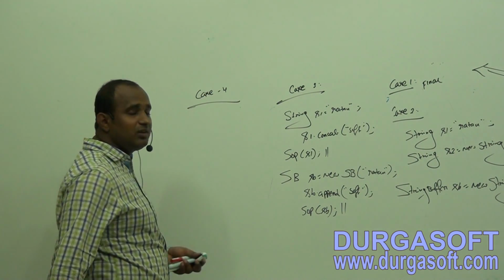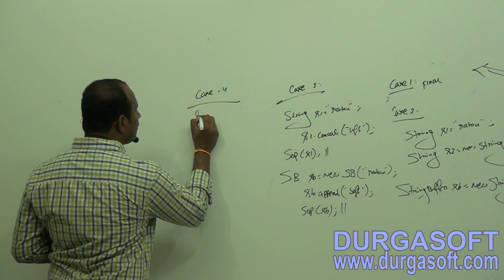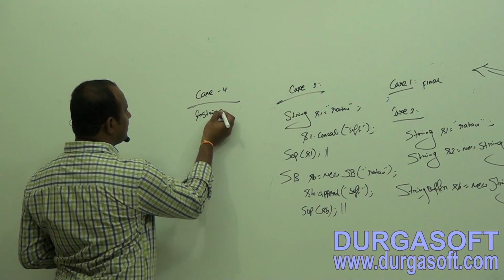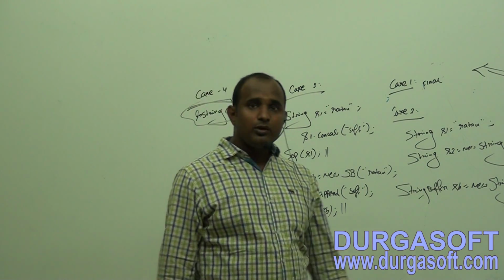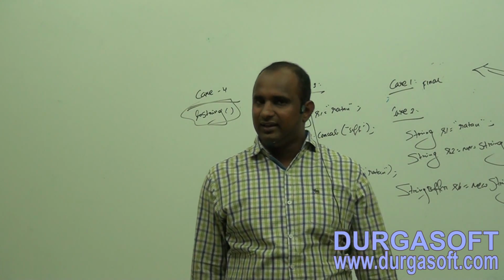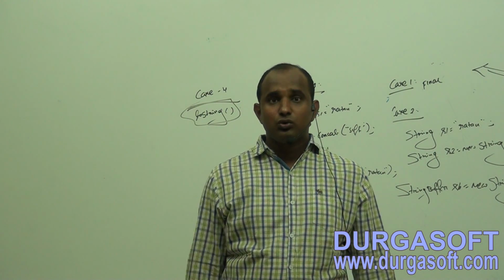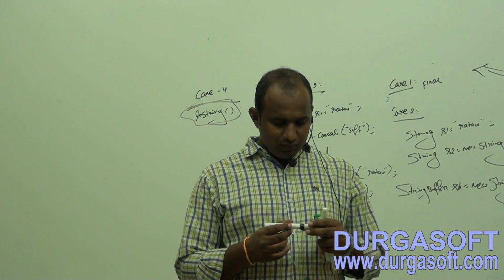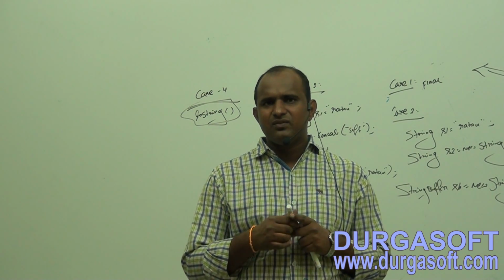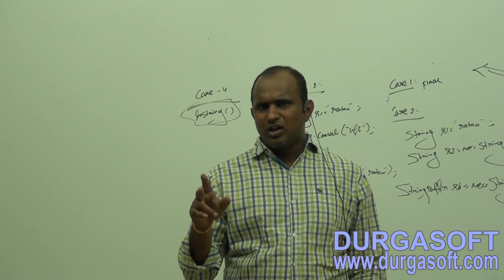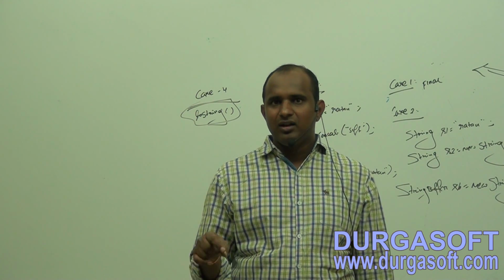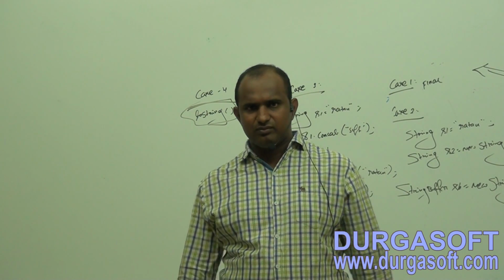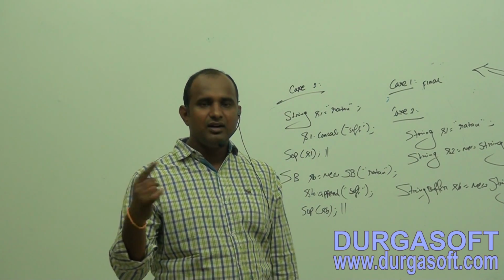Case number 4 is important. In case number 4, we will discuss the toString method. It's a very important method in Java, in the entire Java. That method name is called toString. First of all, I will discuss the basic information about toString and one or two examples. Once the basic information is completed, then I will work with string, and apply the toString method to string buffer.